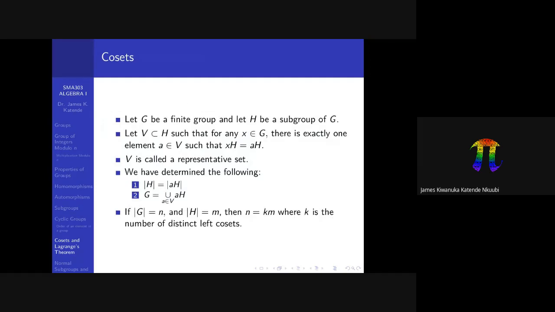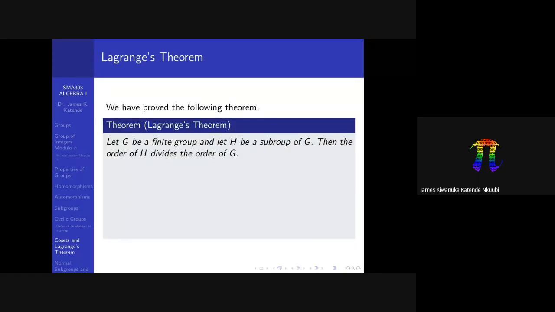So we already stated this theorem last time, and what came before that was a proof. Today I will not go back to the proof. We'll just talk about the theorem and the consequences of the theorem. So this one says, let G be a finite group and let H be a subgroup of G.